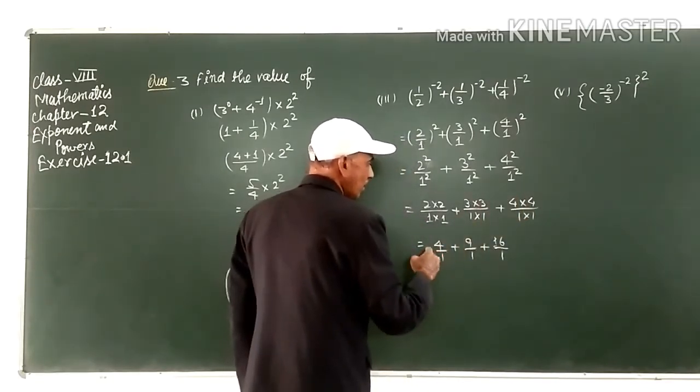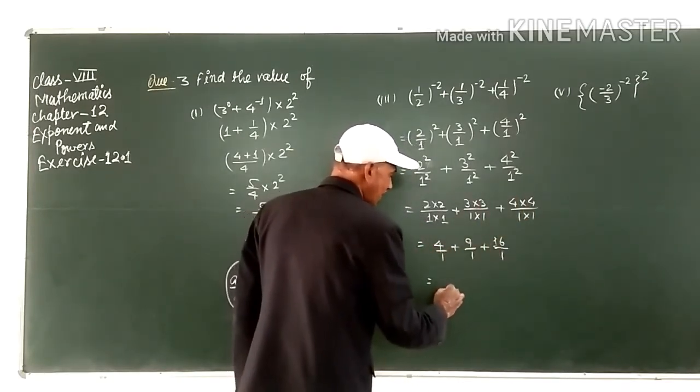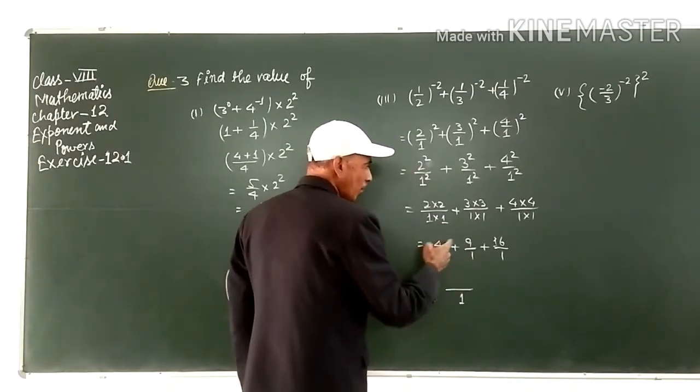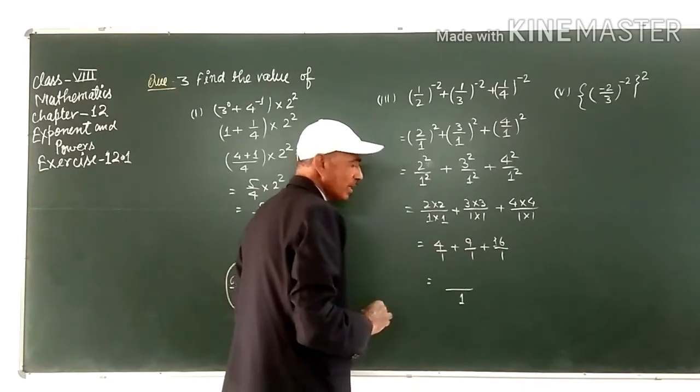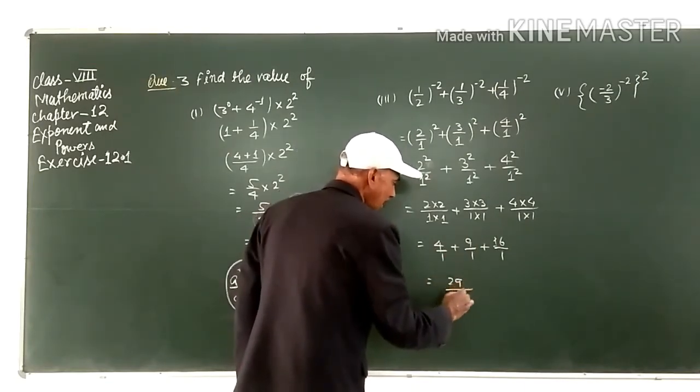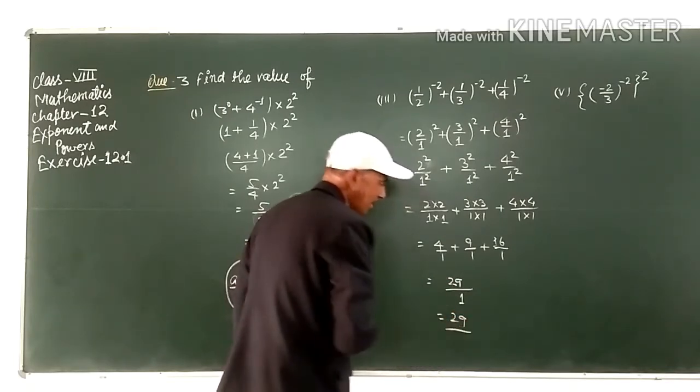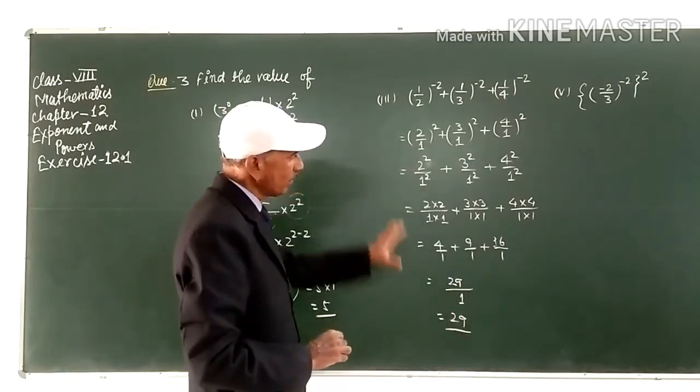So add these numbers, that is 4, 9 and 16, that is 29/1, or we can write it 29. Clear students? This one is 29.